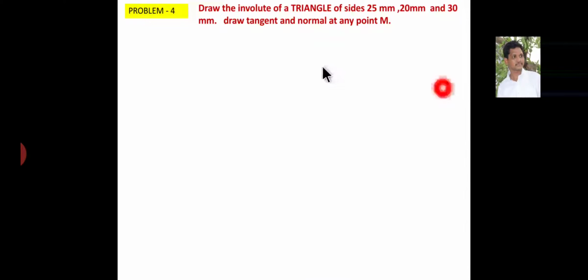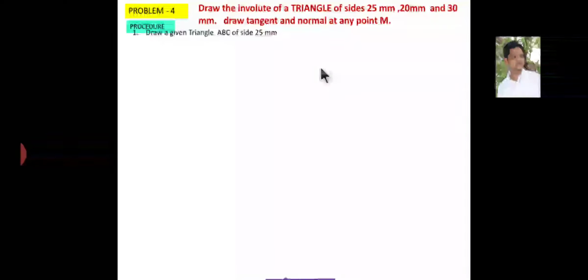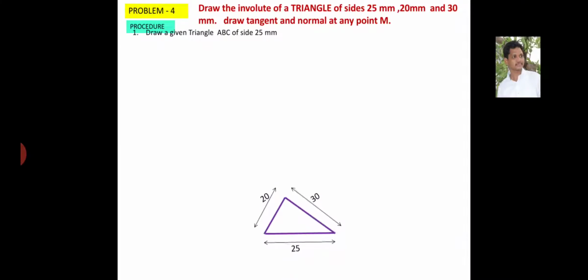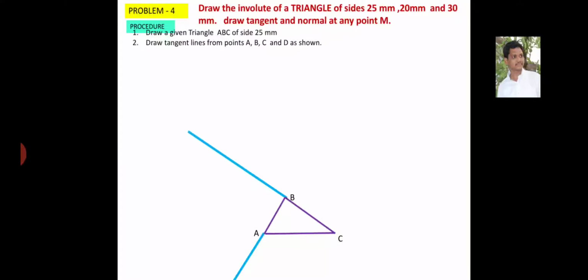So first of all you have to construct a triangle using the given dimensions. Here I consider the horizontal distance as 25 mm, the left side as 20 mm and the right side as 30 mm. Then you have to draw tangent lines from points A, B, C like this.